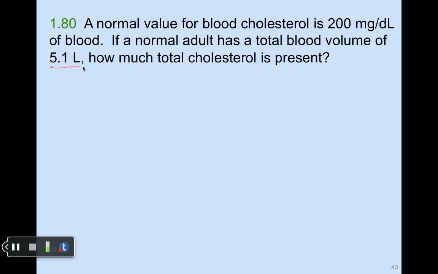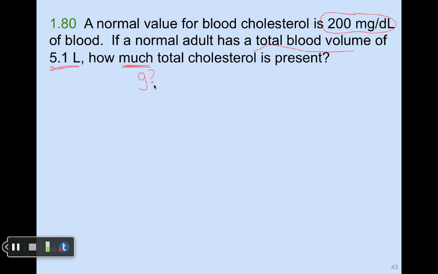All right, so you have to look at your given values. You have 5.1 liters of blood volume, and then you have a blood cholesterol value of 200 milligrams per deciliter. We're trying to figure out how much cholesterol. I'm guessing this should probably be some kind of gram value, right? It looks like it should be.